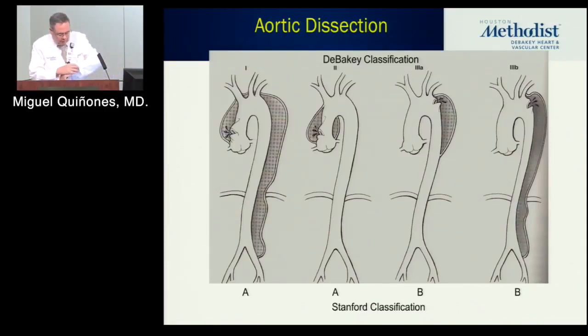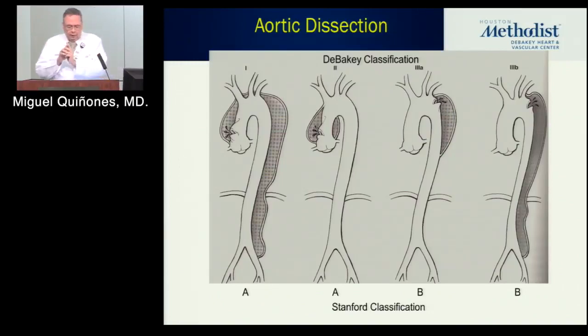So going on towards dissections, everybody in this room is familiar with either Stanford, A for ascending, B for descending, and the DeBakey classification, which takes the ascending dissections and breaks them into one where it starts proximally and then dissects past the area of the subclavian and keeps going down towards the descending aorta, ending anywhere. It could end somewhere down in the abdomen, or down in the legs, in the iliacs. Or the type 2, which is localized to the proximal, to somewhere in the arch, but doesn't go beyond the subclavian. So this would be both type A, but this is called type 2 for DeBakey, because it makes that distinction.